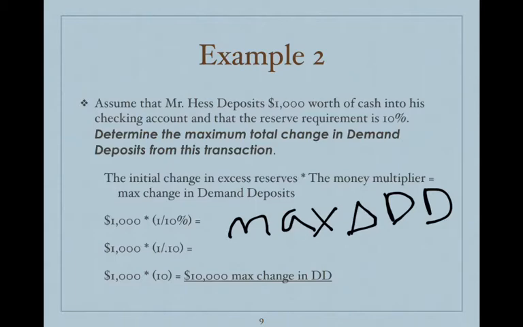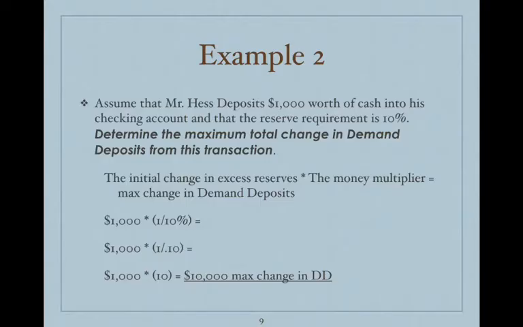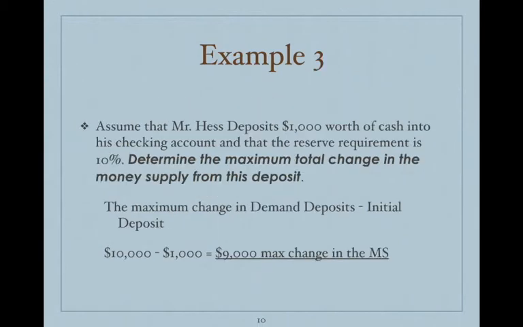So $1,000 times 10 would give me a max change in demand deposits of up to $10,000. So me putting $1,000 in the bank could make potentially up to $10,000 of new demand deposits, or $10,000 new dollars worth of checking account money.